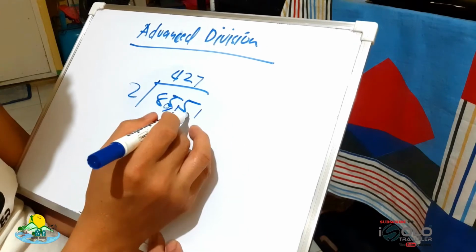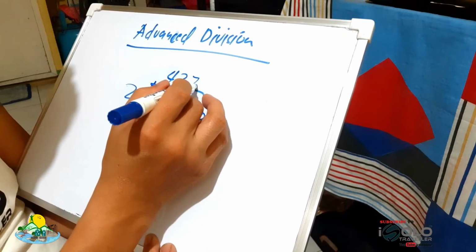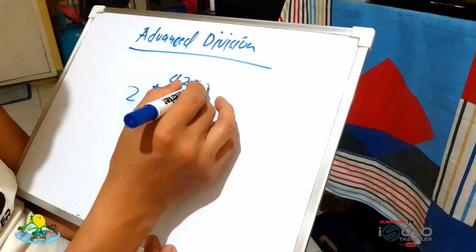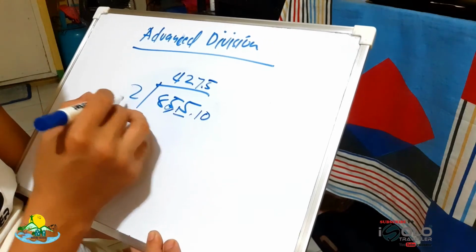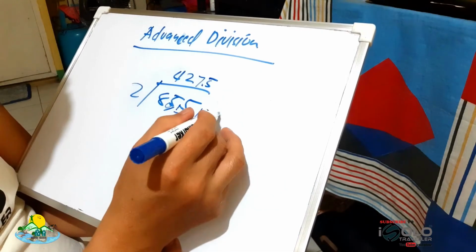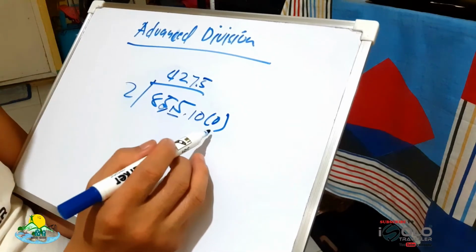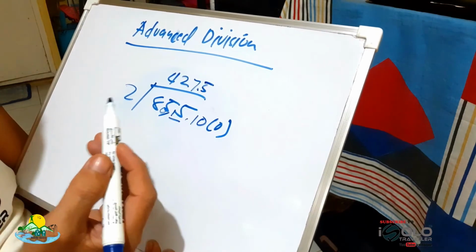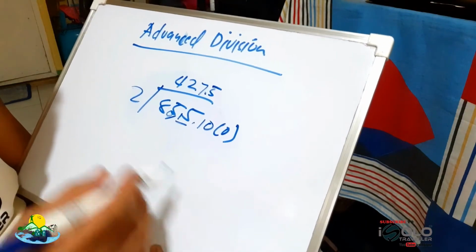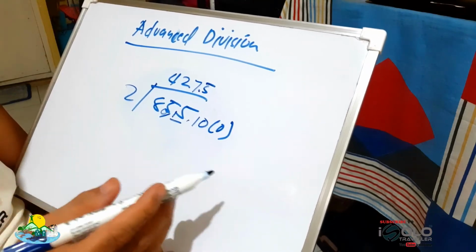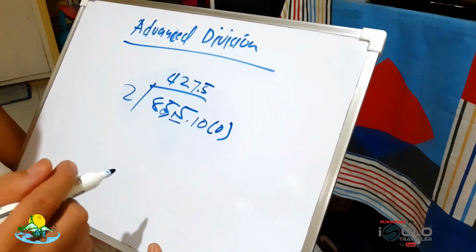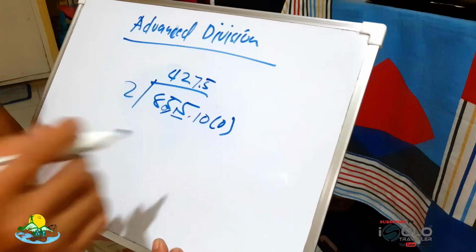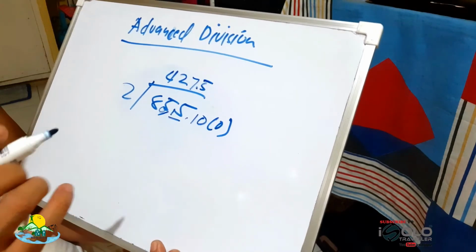So since there's no more number here, this would read as 10. Put a point there. So how many 2 can you get from 10? 5. And 5 times 2 is 10. 10 minus 10 is equal to 0. The moment you get 0 in the dividend, that means that you have already gotten the correct answer. Okay, that's how easy it is. So all you have to do is just watch this video again and again so that you can get a full understanding of how to divide numbers easily, effectively, and efficiently. Once you get this technique, it will automatically go out from your mind.